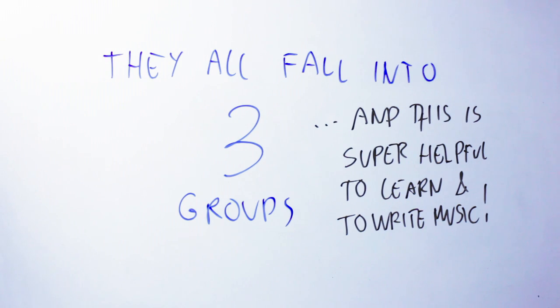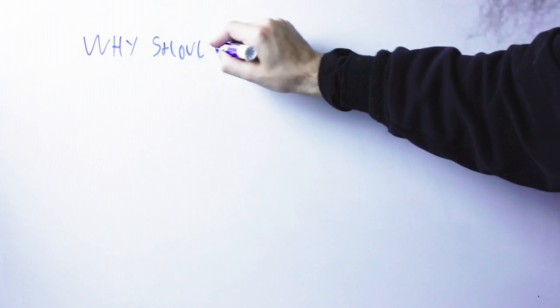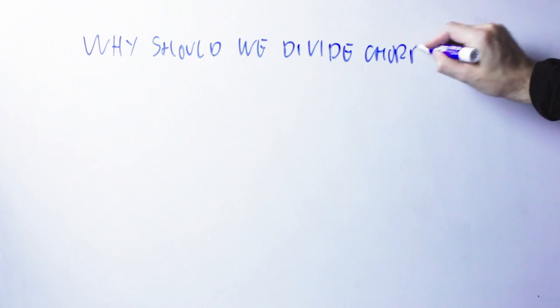So there are only 3 kinds of chords, and in a moment I'm going to explain to you what those 3 kinds of chords are. But first, let's see why we're doing this, because dividing all chords, or at least 99.99% of chords, in 3 groups allows us to do several good things for us.